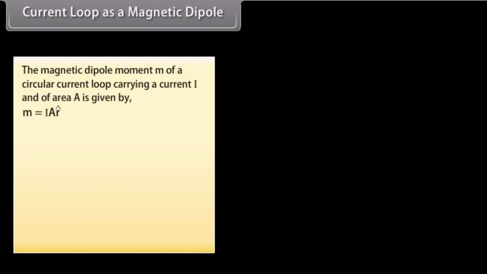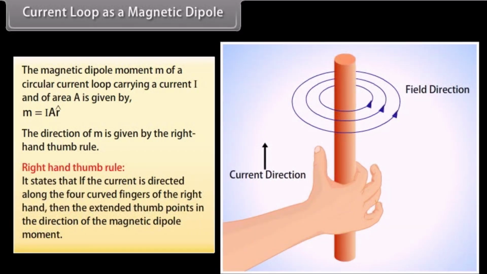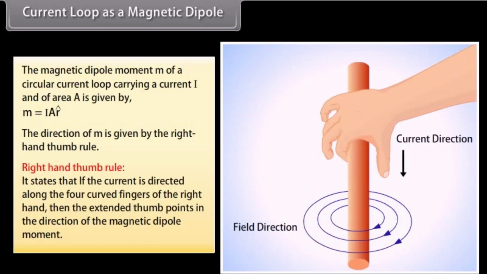Current loop as a magnetic dipole. The magnetic dipole moment m of a circular current loop carrying a current I and of area A is given by m is equal to the product of I and A r cap. The direction of m is given by the right-hand thumb rule. The right-hand thumb rule states that if the current is directed along the four curved fingers of the right hand, then the extended thumb points in the direction of the magnetic dipole moment.